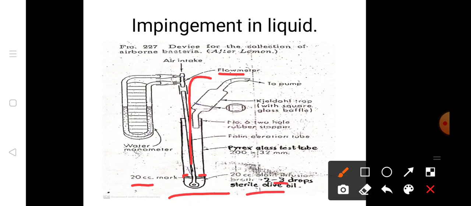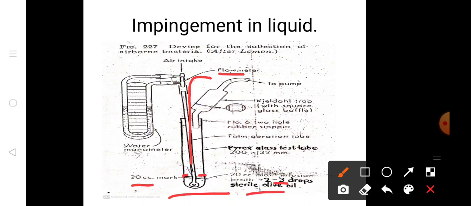Now this broth contains whatever microorganisms come from the air that settle in it. We have to take an aliquot from this broth and inoculate it onto the agar plate. We incubate this plate, observe for colonies, and count the colonies which are present. That is all about impingement in the liquid.